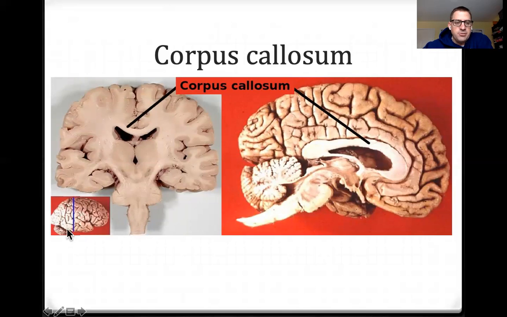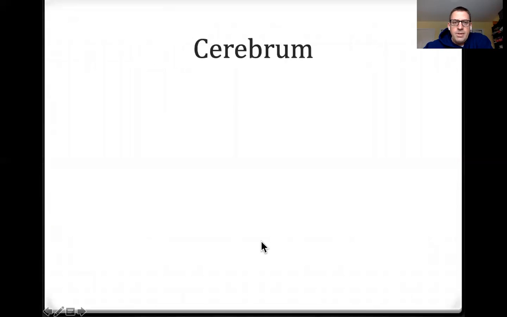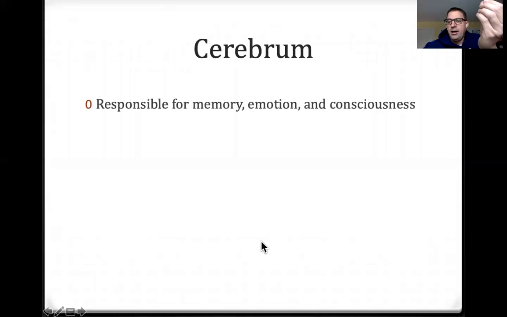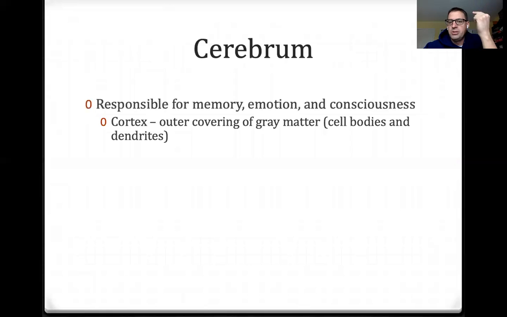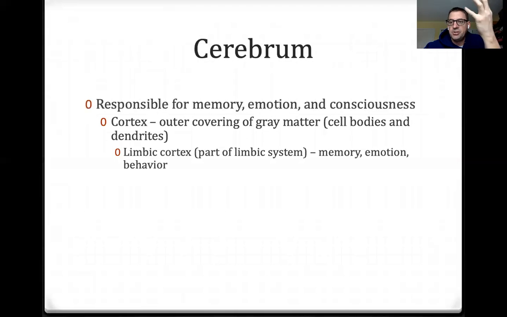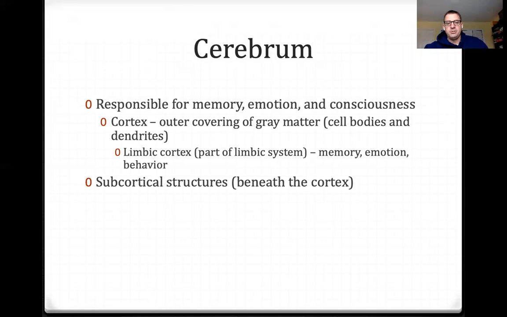You can see in this section, we took a frontal section. This section is a sagittal section. Here's the corpus callosum in this brain. The cerebrum now is responsible for memory, emotion, and consciousness. The cortex is the outer covering of gray matter made up of cell bodies and dendrites. And there's a few parts to this cerebrum that we need to be aware of. And in the cortex, we have what's called the limbic cortex, which is part of the limbic system and is responsible for and involved in memories and emotions and behaviors.